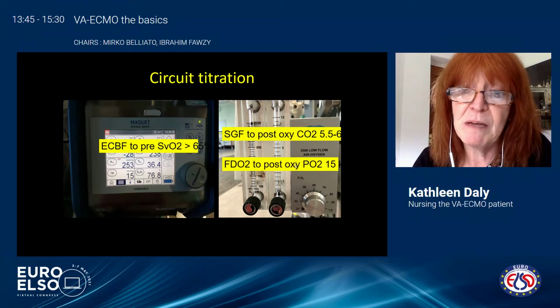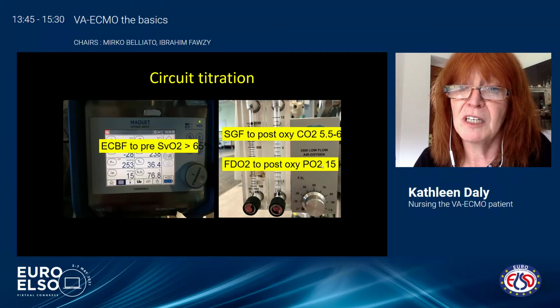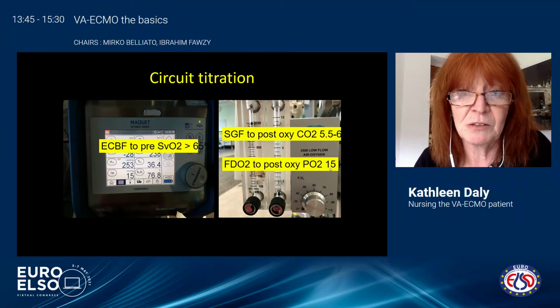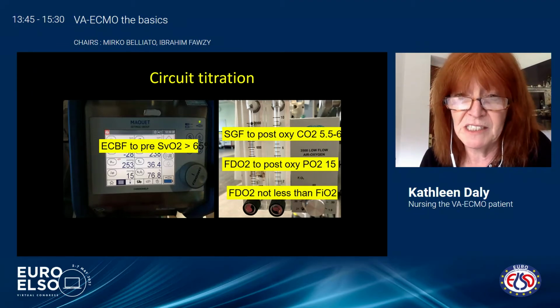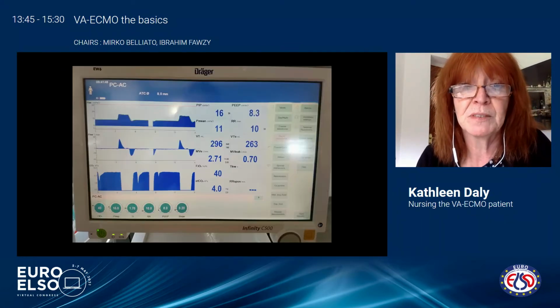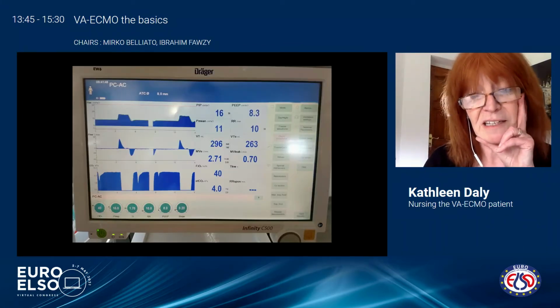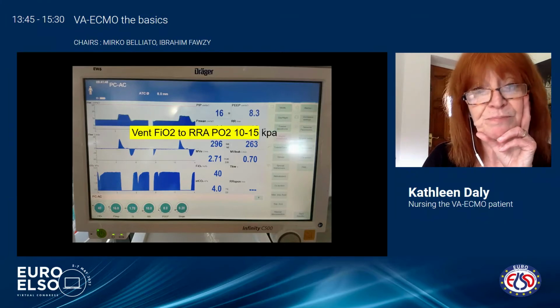Again, during the post-membrane blood gas, we will titrate the circuit FiO2 to target a PaO2 of 15 to 20 kilopascals. But as I said at the beginning of the talk, at St Thomas's, we never take the circuit FiO2 in VA ECMO below 50%.